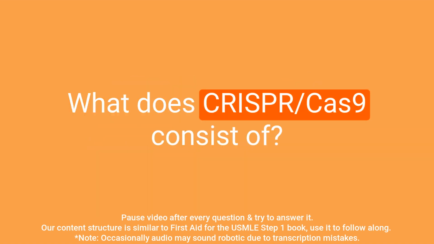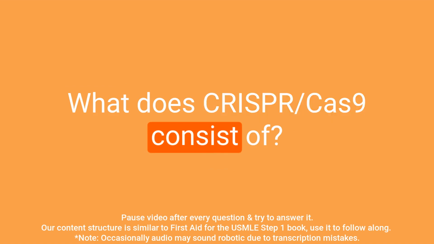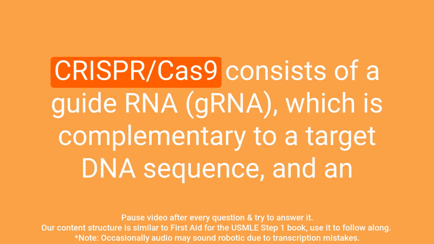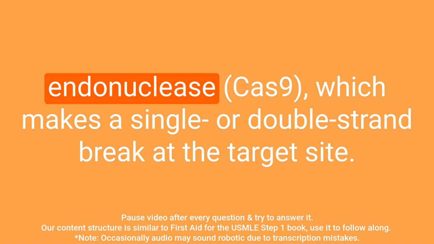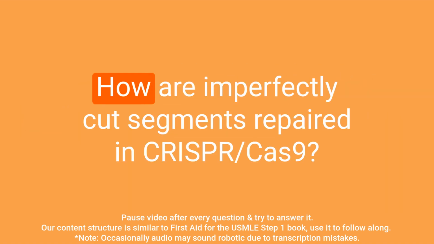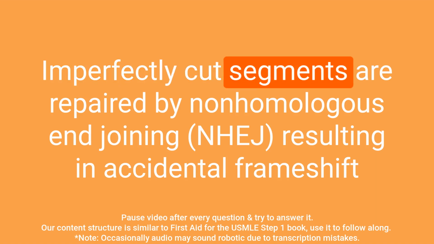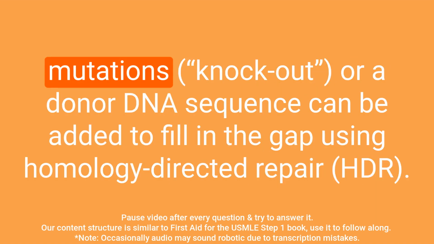Question: What does CRISPR divided by Cas9 consist of? Answer: CRISPR divided by Cas9 consists of a guide RNA, which is complementary to a target DNA sequence, and an endonuclease, which makes a single or double-strand break at the target site. Question: How are imperfectly cut segments repaired in CRISPR divided by Cas9? Answer: Imperfectly cut segments are repaired by nonhomologous end joining, resulting in accidental frameshift mutations, or a donor DNA sequence can be added to fill in the gap using homology-directed repair.